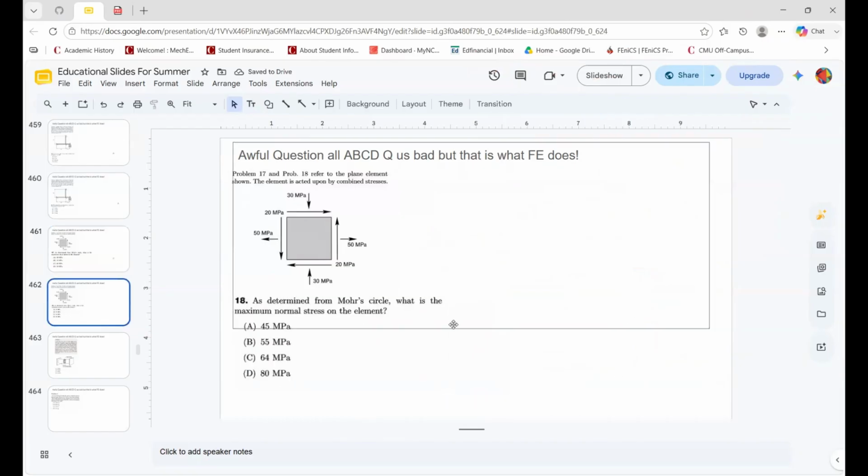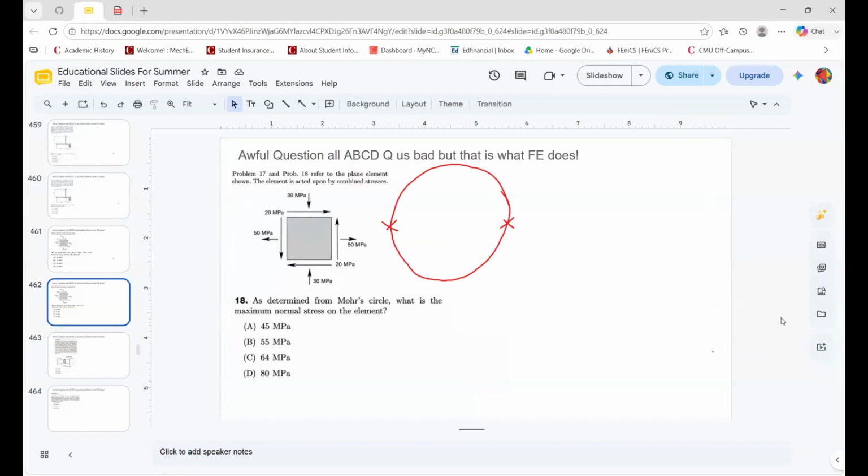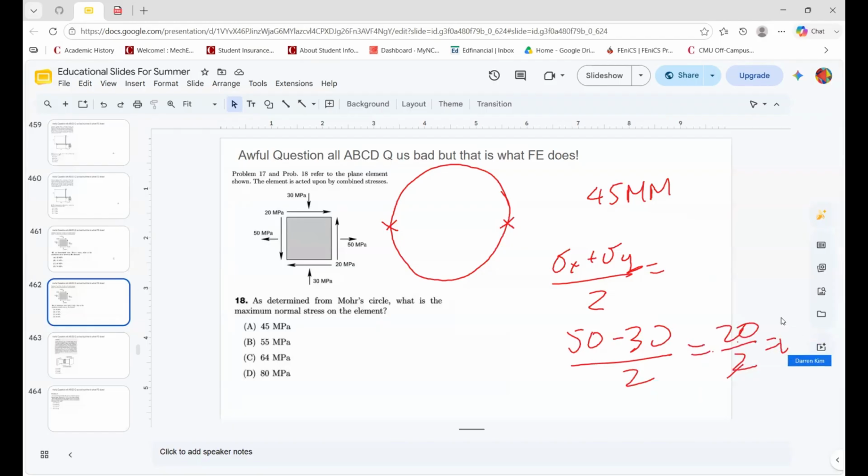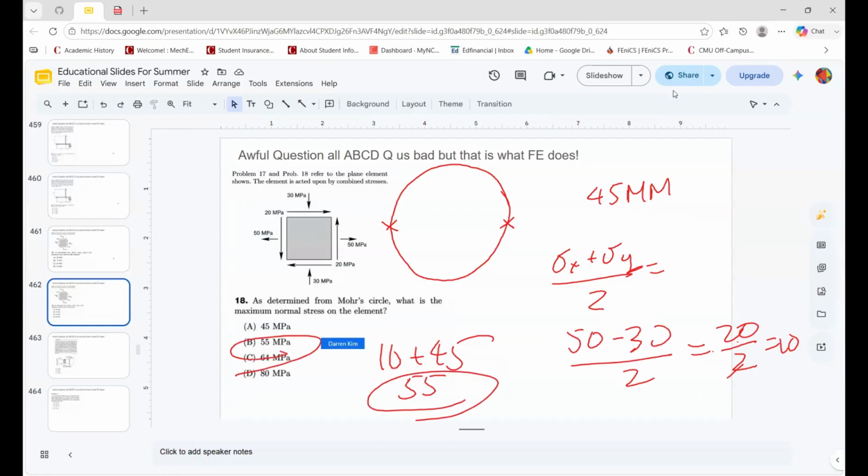C, as determined. Now, what is the maximum normal stress of the element? Maximum normal stress? Well, here's the thing about normal stresses. Usually you find them by doing this, and the maximum normal stress is here and here. So basically that's what I'm going to do. We already figured out 45 last time. And actually we already figured out this too, which is 50 minus 30, which equals 20 divided by 2, which equals 10. So 10 plus 45 equals 55. So it's B. With that, we're done with this section. And we can move on to the secondary section.